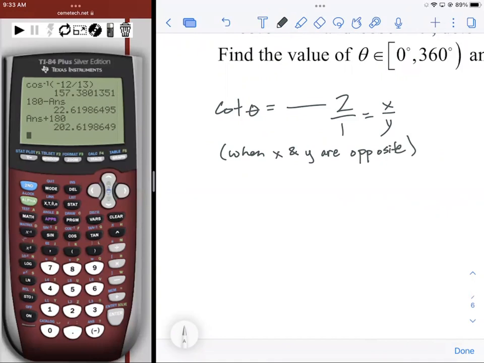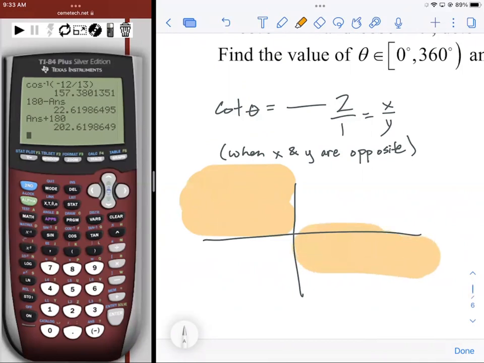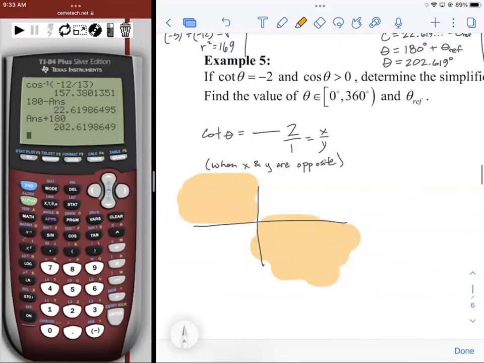Yeah, tangent would be -1/2. Good. So yeah, which two quadrants are those? Where are x and y opposite? 2 and 4. So quadrants 2, where it's -x positive y, or quadrant 4, where it's positive x negative y. So the first clue puts us in those two quadrants.